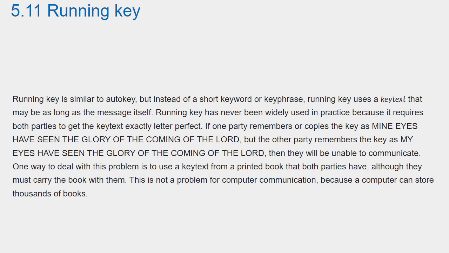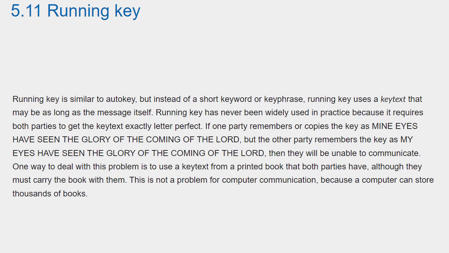Section 5.11 Running Key. Running key is similar to AutoKey, but instead of a short keyword or key phrase, running key uses a key text that may be as long as the message itself. Running key has never been widely used in practice because it requires both parties to get the key text exactly letter perfect. If one party remembers or copies the key as "Mine eyes have seen the glory of the coming of the Lord," but the other party remembers the key as "My eyes have seen the glory of the coming of the Lord," then they will be unable to communicate.